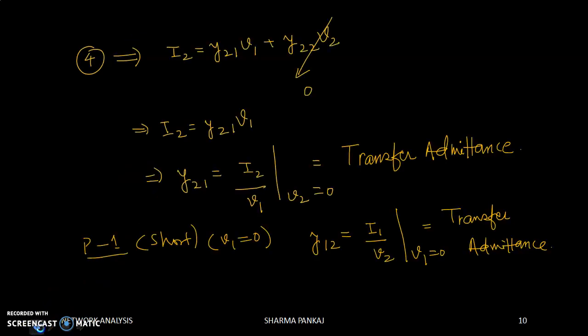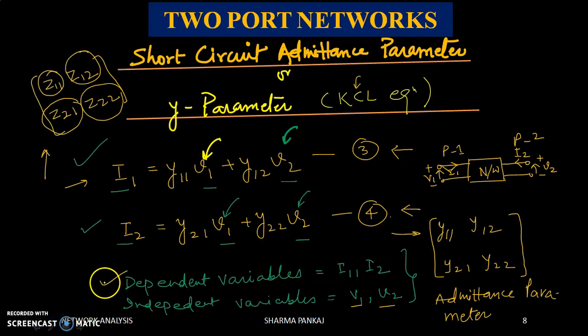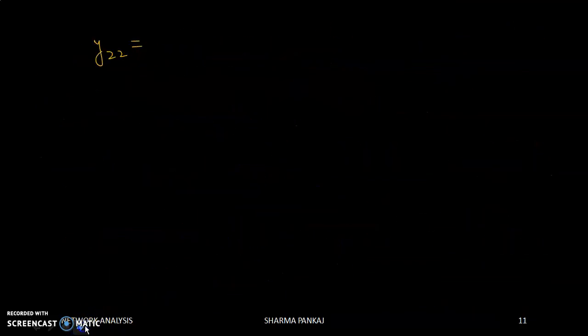And Y22 is equal to, see this, from where am I getting this? I am getting this from either equation number 3 or equation number 4. Definitely Y22 is taken from equation number 4. When V1 has become 0, this entire term will become 0. So I2 will be equal to Y22 into V2. Okay. So I am writing from here.